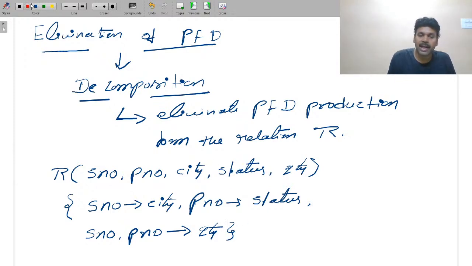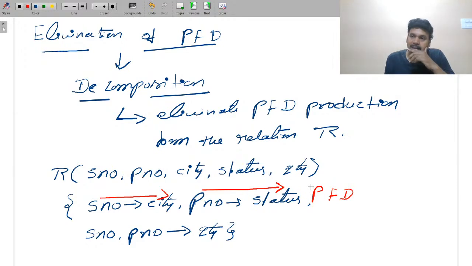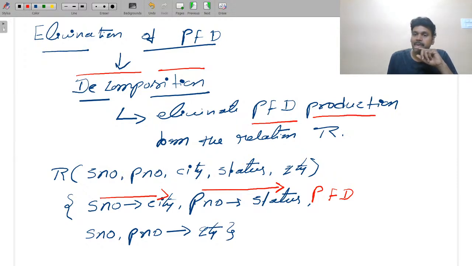We understood and highlighted this and this; both belong to partial functional dependencies. So we want to remove them from your original relation so that you don't find redundancy in it. Therefore, you will find non-redundant data. This elimination is only possible with the concept of decomposition. Simply, you eliminate the PFD productions from the given relation R. As there are two here, one PNO to status and another SNO to city, you have to eliminate them.